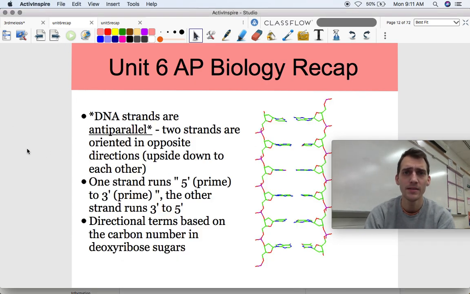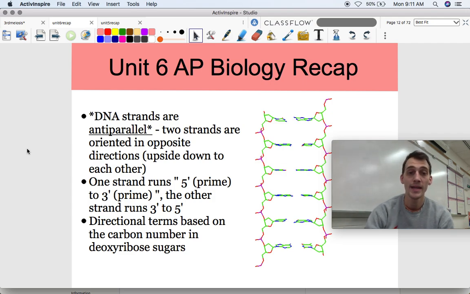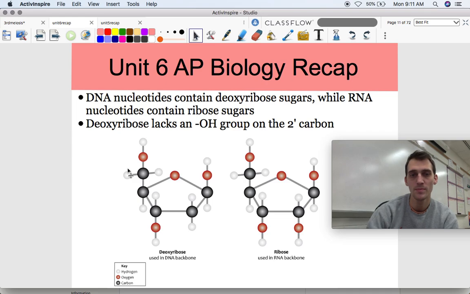Okay, last little piece about DNA structure is that DNA strands are what we call antiparallel to each other. This is a kind of geometry, mathematical term. The 2 strands are oriented in opposite directions, and they're upside down to each other. Okay, so here's one DNA strand. If it's facing this way, the other one is parallel to it, but it's facing the other way. Hence, they are anti-parallel. Now, we use directional terms for DNA based on the number of the carbons in the deoxyribose sugar. We call one end of the DNA molecule the 5' end, and we call the other end the 3' end, because that's kind of how these deoxyribose molecules are oriented, right?